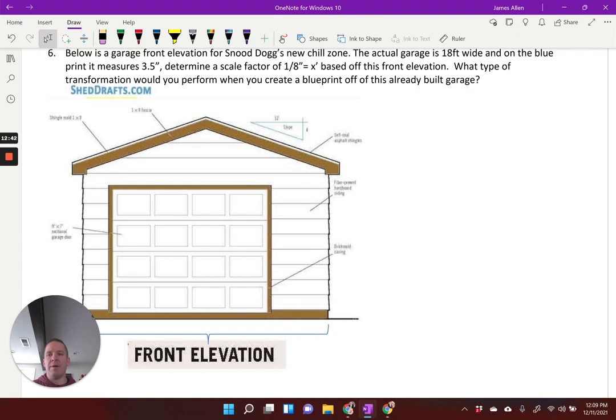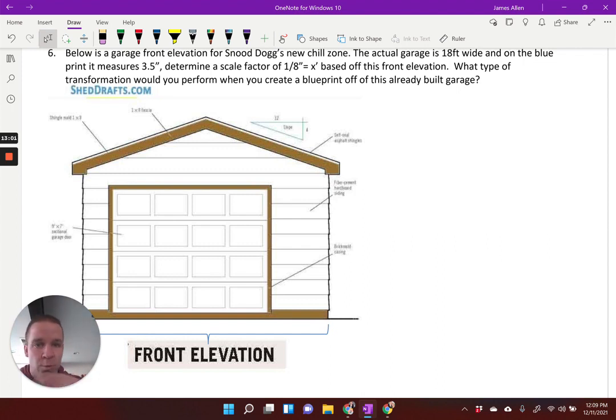All right. Below is a garage front elevation for Snoop Dogg's new chill zone. The actual garage is 18 feet wide, and the blueprint below measures 3.5 inches. Determine a scale factor of 1/8 inch equals X. So we're practicing these again. All right. What type of transformation would you perform when you build off this garage? I think we already know that. Well, let's set this up.